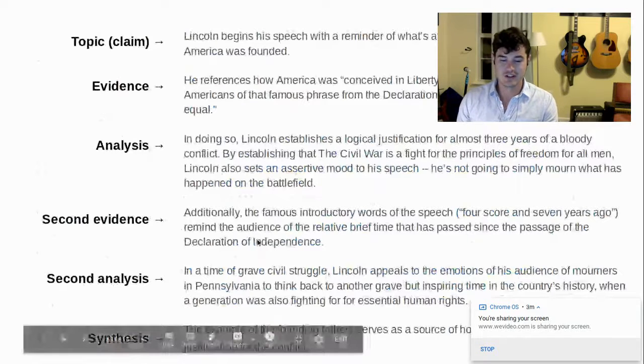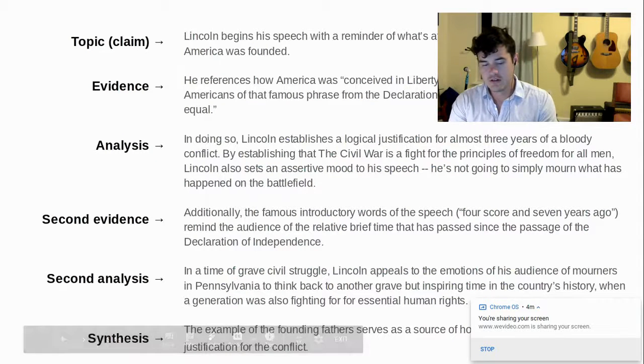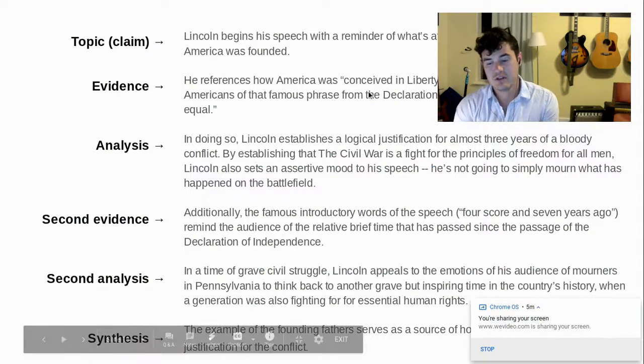It should have a meaningful transition, a topic sentence, evidence, analysis of the evidence, a second piece of evidence, more analysis, and then synthesis of that. So I give an example, and we'll skip to slide 18 for the breakdown of that body paragraph. Lincoln begins his speech with a reminder of what's at stake, invoking the principles on which America was founded. He references how America was, quote, conceived in liberty, and reminds the audience of fellow Americans of that famous phrase from the Declaration of Independence: all men are created equal.